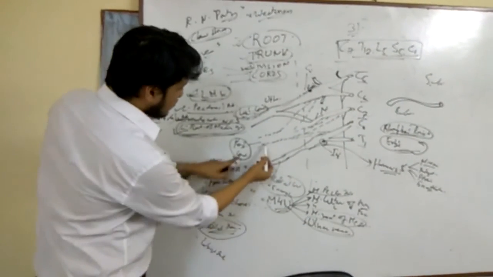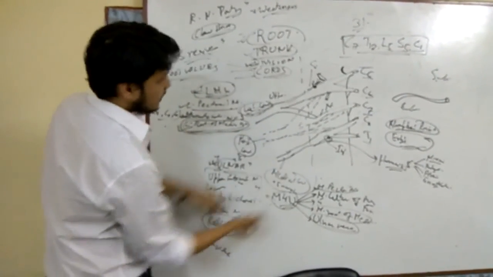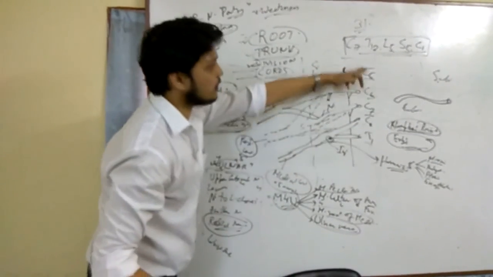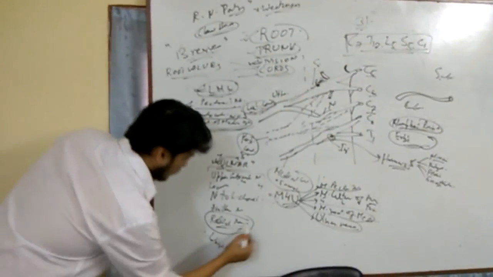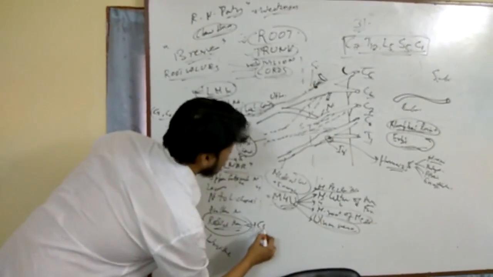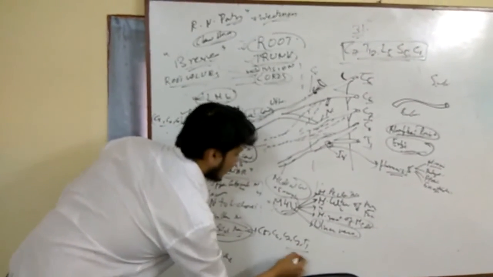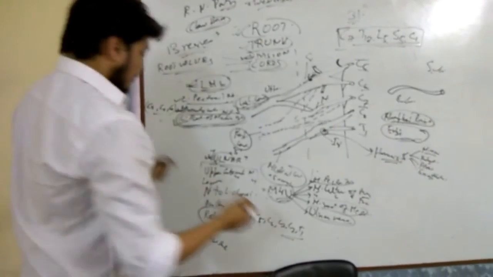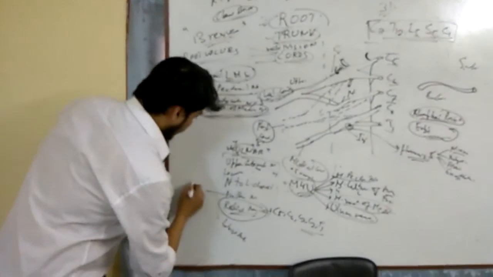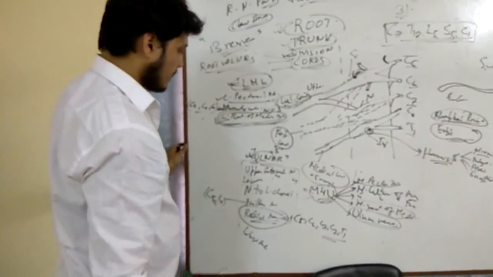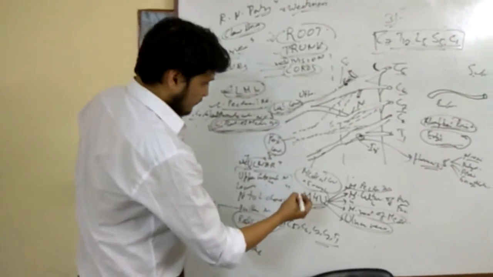Similarly, the radial nerve comes from all 3 posterior divisions, so it has all the root values: C5, C6, C7, C8 and T1. Similarly, for the axillary nerve, we have only C5 and C6 as the root value.